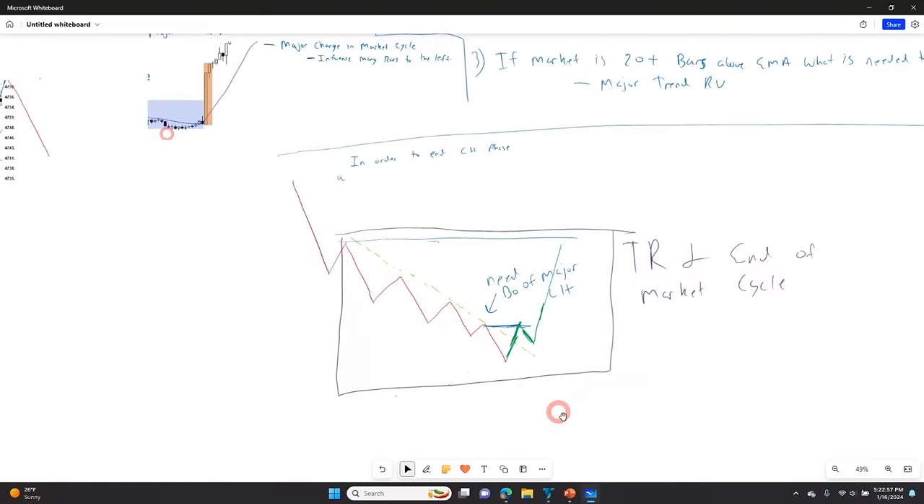Who can tell me as I'm writing this down, what's needed to end the channel phase? Exactly. A breakout of the major lower high in this case. So to end the channel phase, a breakout above or below the major lower high or higher low must occur.